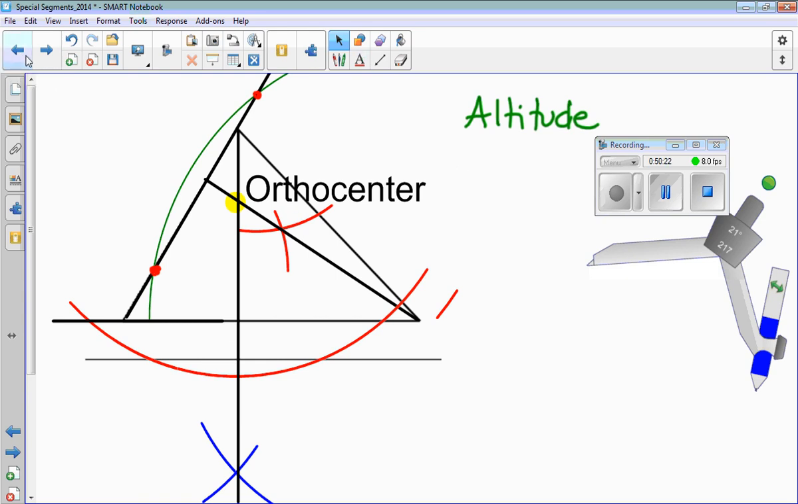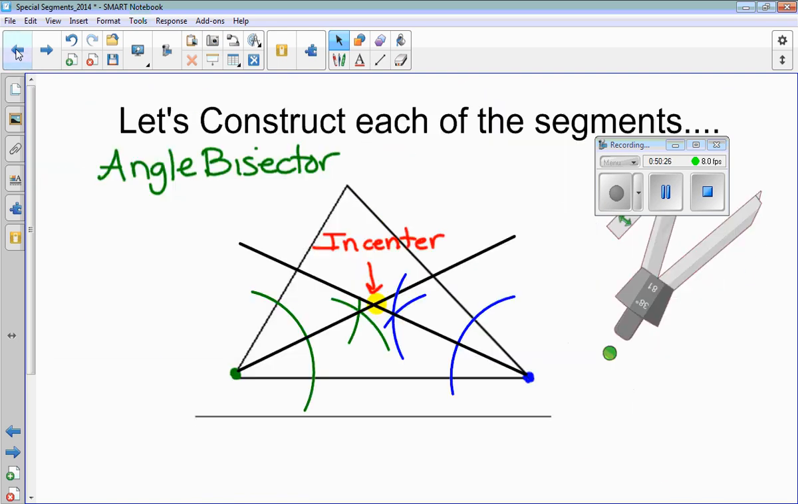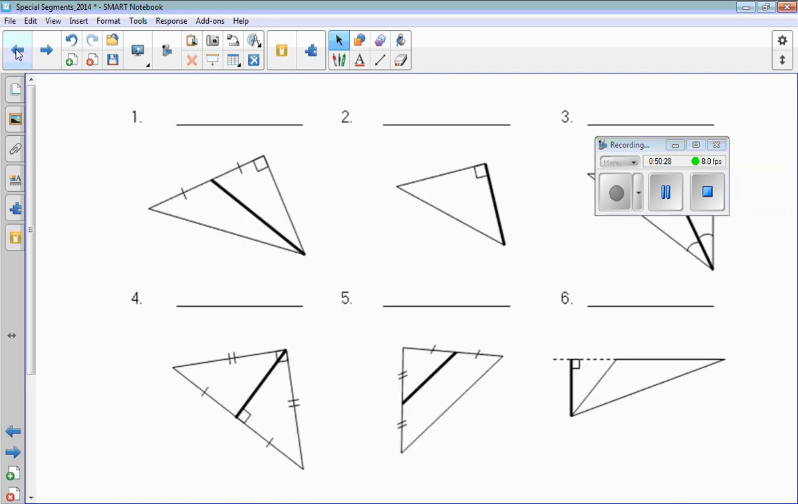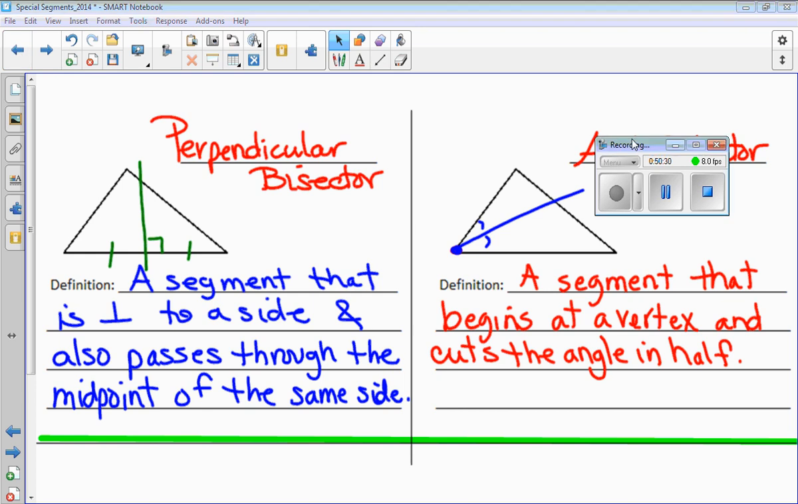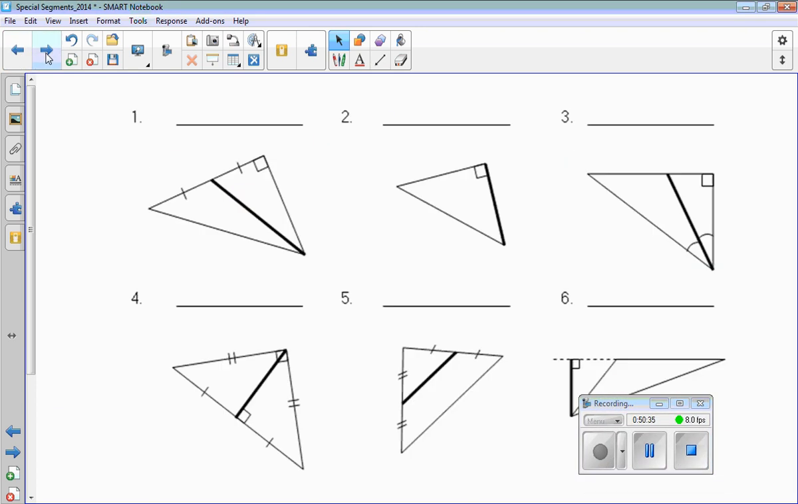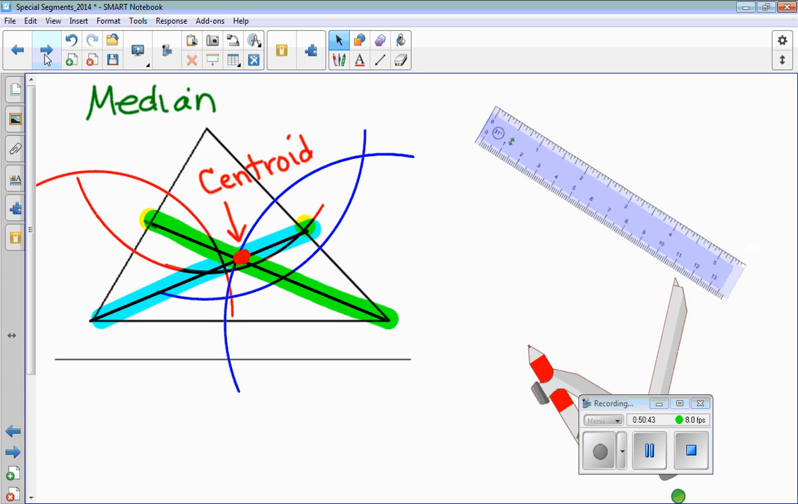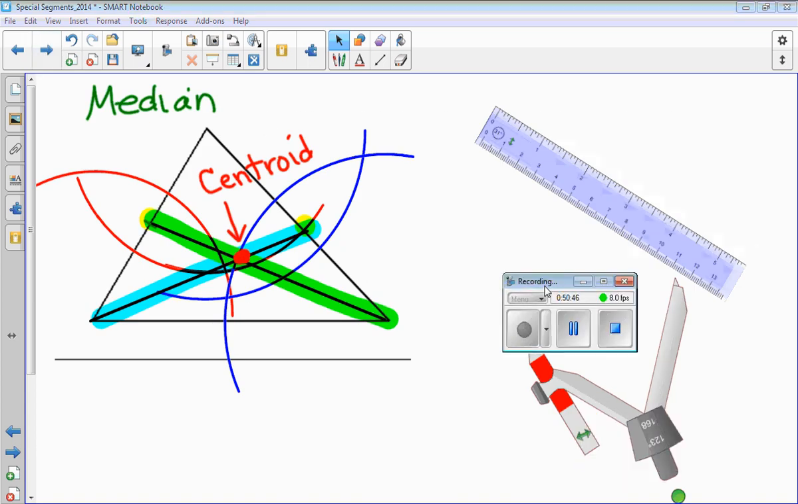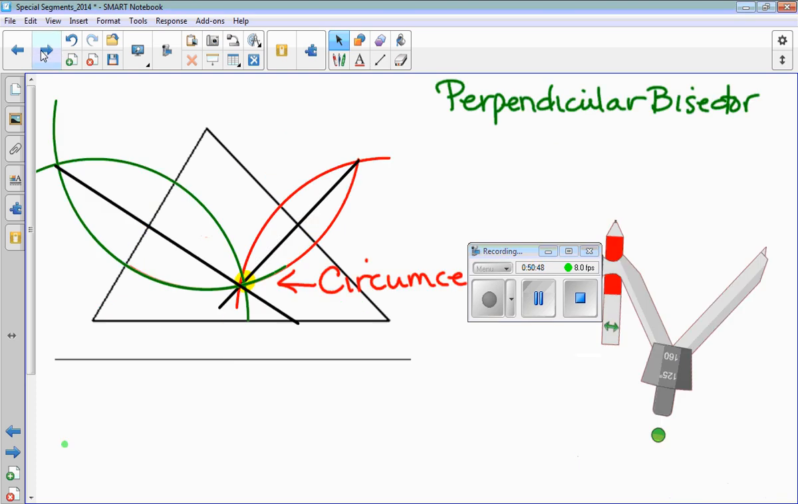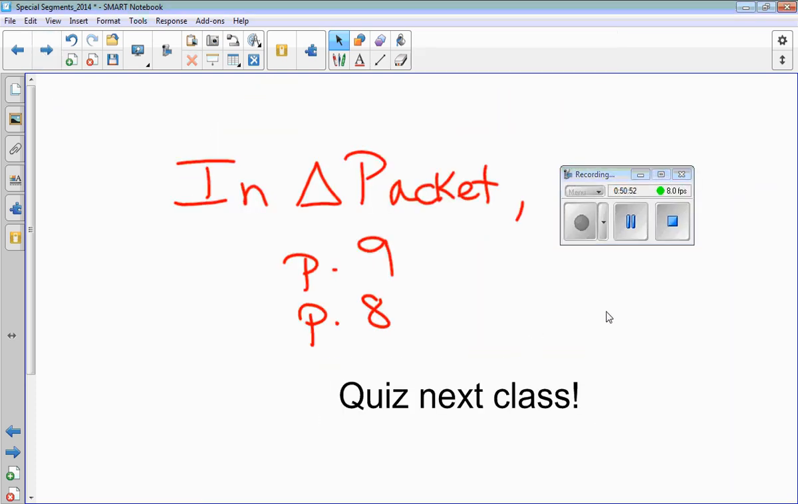So you have a quiz next class on all the vocabulary, on all of the names of the points of concurrency: circumcenter, orthocenter, centroid, incenter. And then you also need to know all of these definitions, the perpendicular bisector, angle bisector. Basically, you're going to have to be able to identify them in a picture like this and identify the incenter and the circumcenter and the orthocenter. Just basically identify them. You won't have to construct them on the quiz. Okay? So your homework is going to be to do page 8 and 9 in your packet. They are a little out of order in your packet, and you have a quiz next class.